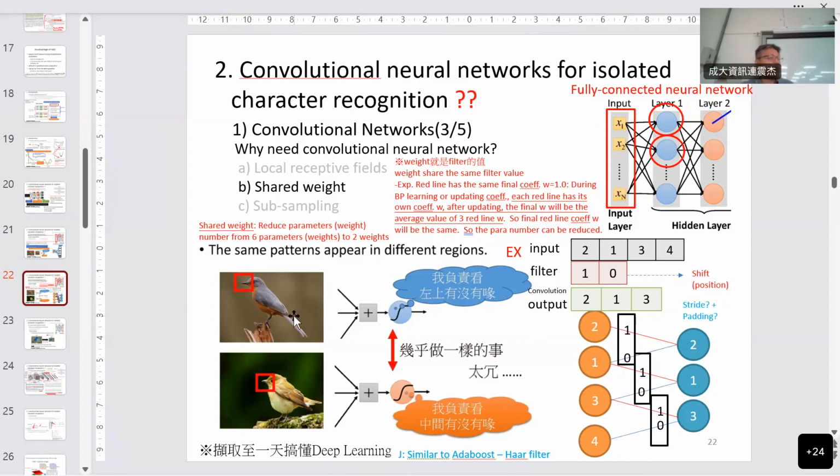Okay, so for each filter, after the scan line, it is just one set of parameters. One set of parameters corresponds to one feature map. So this is called shared weight.